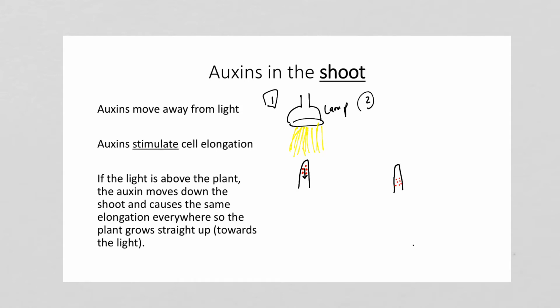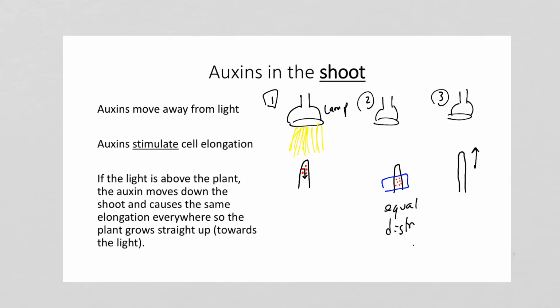Now we know that auxins cause cell elongation, so that part of the cell is going to elongate, and I'm going to end up with, put my lamps back in, I'm going to end up with my shoot growing towards the light. So it's gone up towards the light. And the reason that it's done that is you had an equal distribution. So it was the same amount of auxin on both sides. And it's this bit here that's going to elongate that we put in the box.